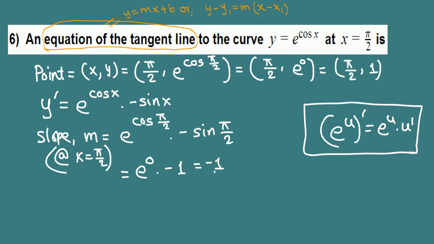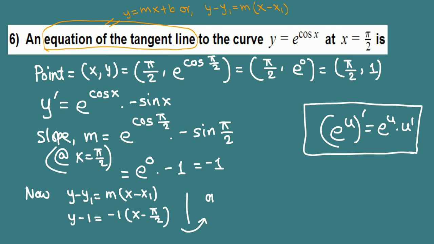So we have slope negative 1 and we have the point pi over 2, 1. Now we can use y equals mx plus b just to determine b, or use y minus y1 equals m times x minus x1. So I'm going to use this second one. y minus y1 equals m times x minus x1. So x1, y1 is the point pi over 2, 1, and m is negative 1, so y minus 1 equals negative 1 times x minus pi over 2.